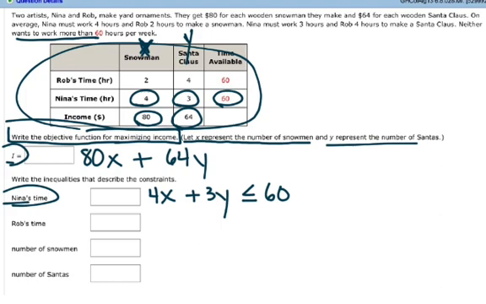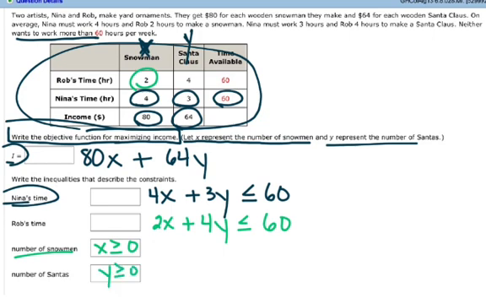Rob's time is going to be the same thing. Look right up here, I'll do this in green just so you can see it. He takes 2 hours. So, look, he's twice as fast, but a little slower on the Santas. But he doesn't want to work more than 60 either. Now, number of snowmen: you can't make a negative number of snowmen, so X is greater than or equal to 0. You can't make a negative number of Santas, so Y is greater than or equal to 0.